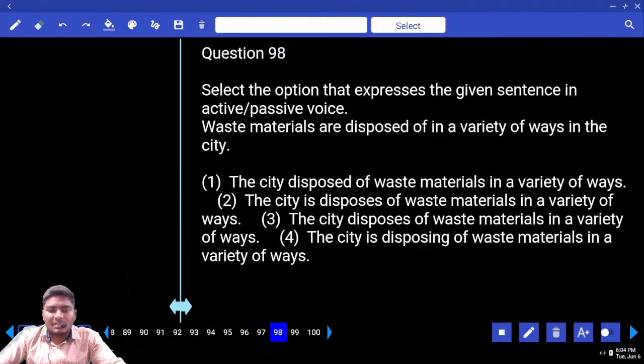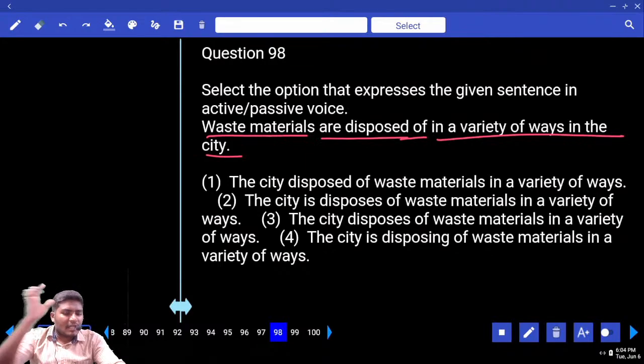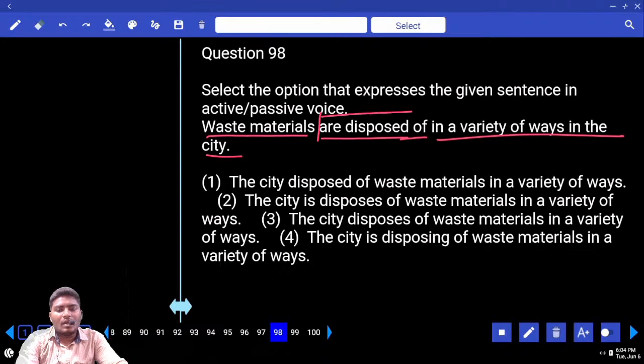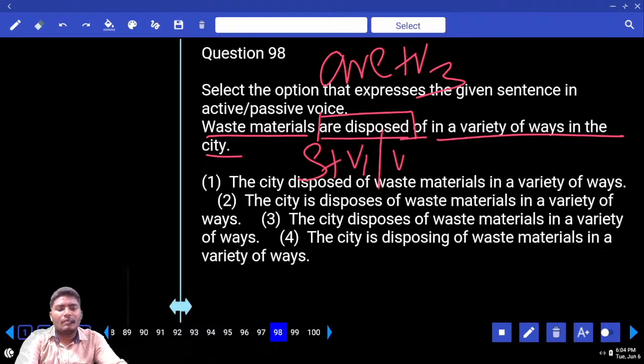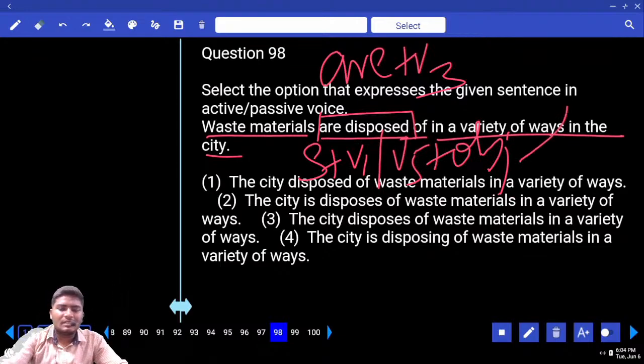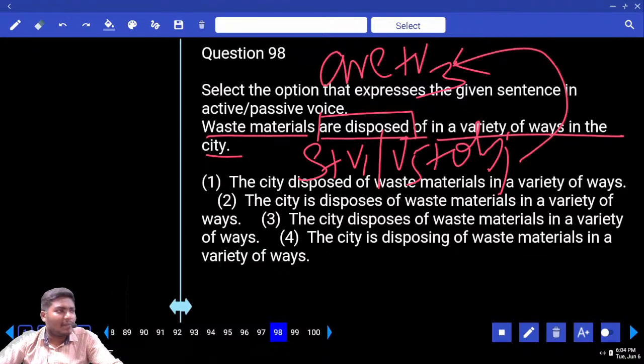Move to 98. Change the voice. Waste materials are disposed of in a variety of ways in the city. Is the statement in the active voice or passive voice? R plus V3 is given. That means it is already in the passive. Which passive structure is that? That is a structure of subject plus V1 or V5 plus object. That means which tense is that? Simple present tense changes to R plus V3 in the passive voice.